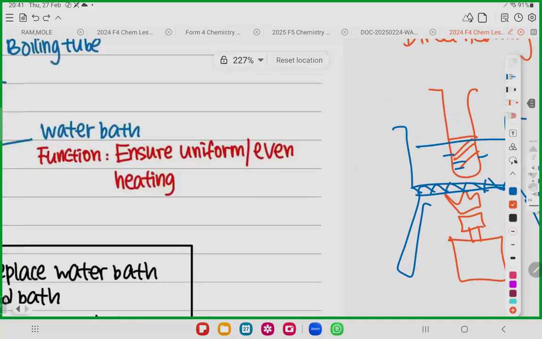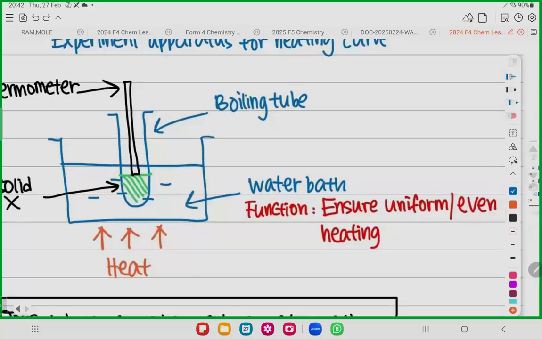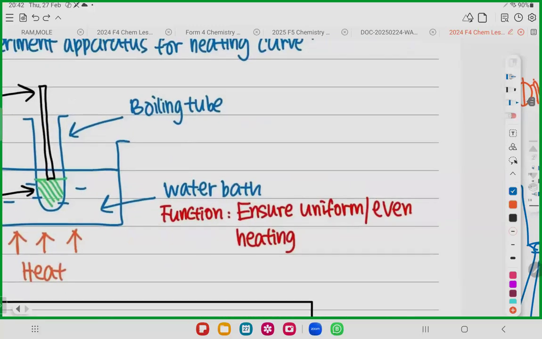So when you do indirect heating, you are using a water bath. This water is used for indirect heating, and you call it a water bath. One of the very popular questions in SPM is that they love to ask you, what is the usage of water bath? Why do we need to use a water bath? So water bath is used to ensure uniform heating. You can say uniform heating or even heating.